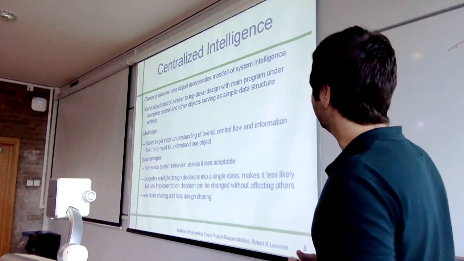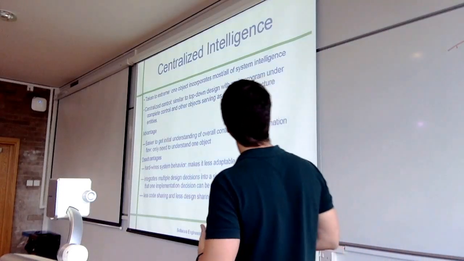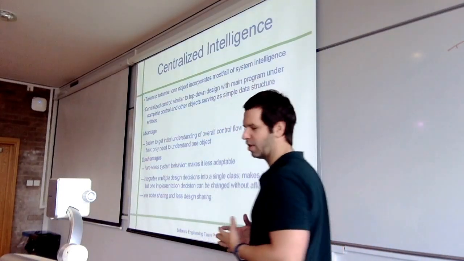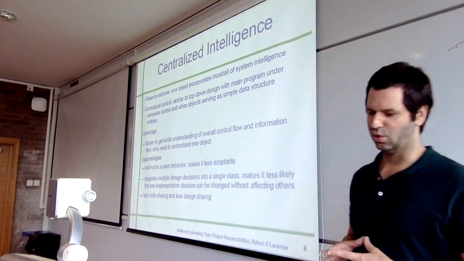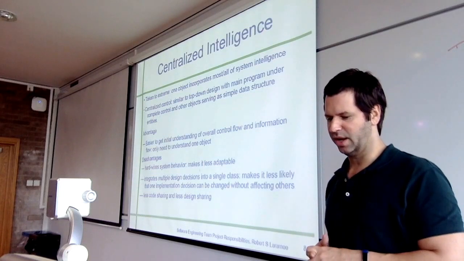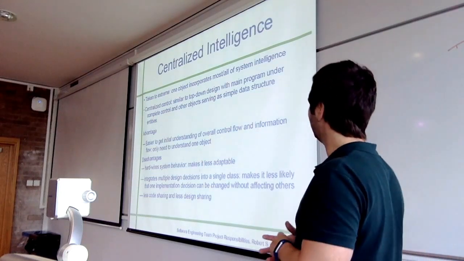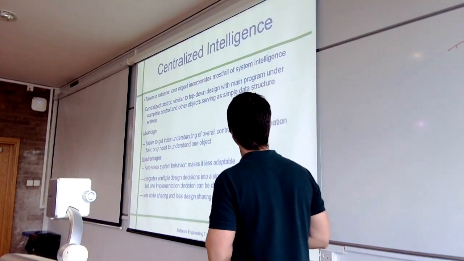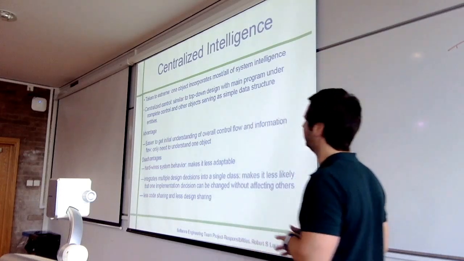Taken to an extreme, one object incorporates all of the system intelligence, right? That's called centralized control. You can think of that as a top-down design with the main program under complete control and all other objects serving as simple data structures or entities.